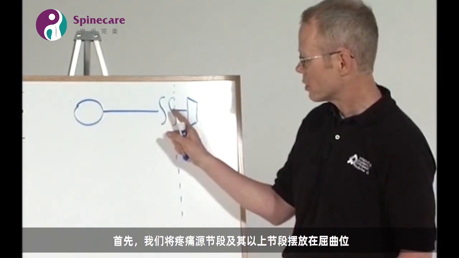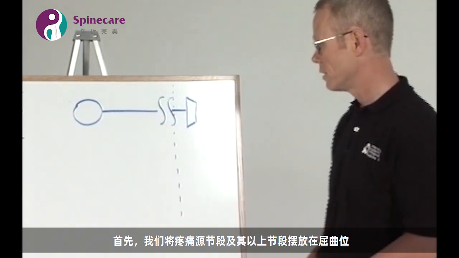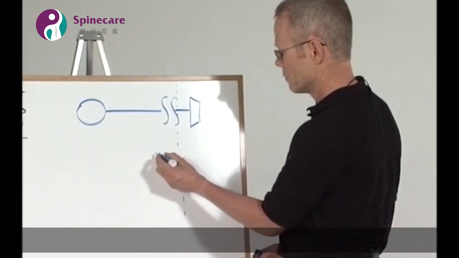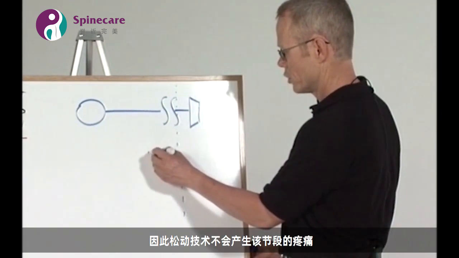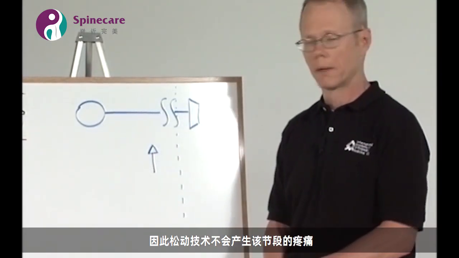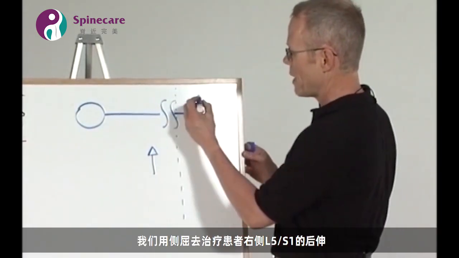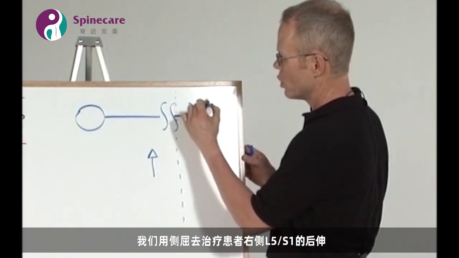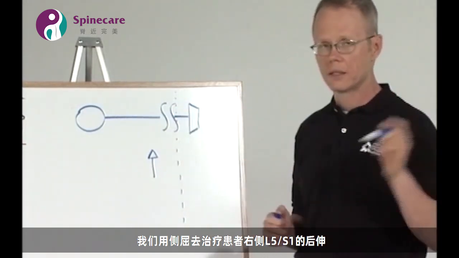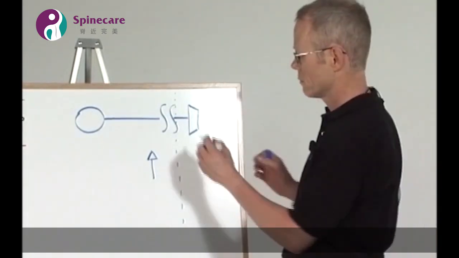First, we have to preposition the pain-generating hypermobile segment and segments above in a position of flexion so that the mobilization technique does not create pain in that segment. Secondly, we will be ultimately using a side bending to treat her right L5-S1 in the direction of extension.